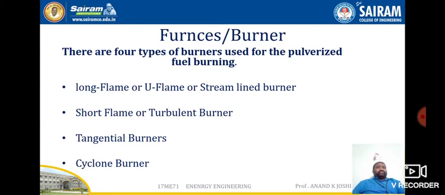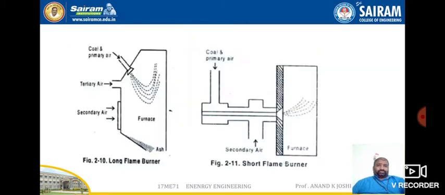There are four types of burners under pulverized fuel burning. The first one is the long flame or U flame, also called the streamlined burner. The second one is the short flame or turbulent burner, the third one is the tangential burner, and the fourth one is the cyclone burner. Let us discuss them one by one.